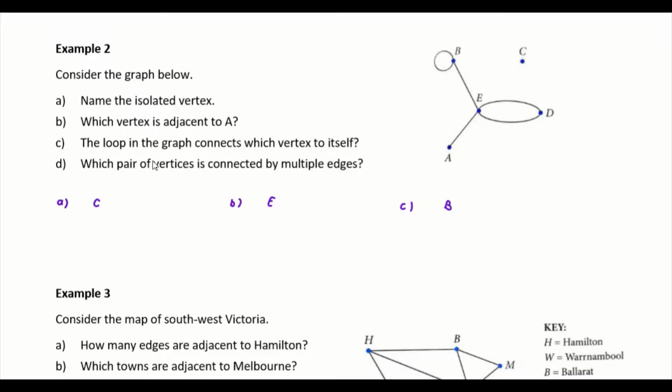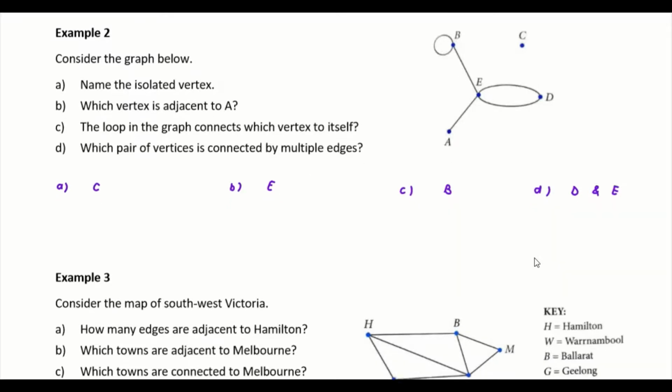Okay, the loop in the graph connects B back to itself. So which pair of vertices is connected by multiple edges? You can see it is D and E. Okay, so D and E. All right, as simple as that.